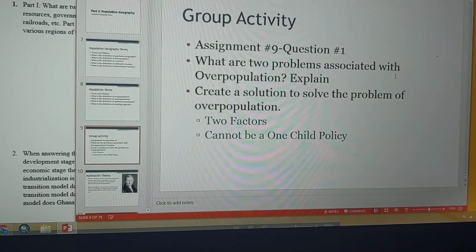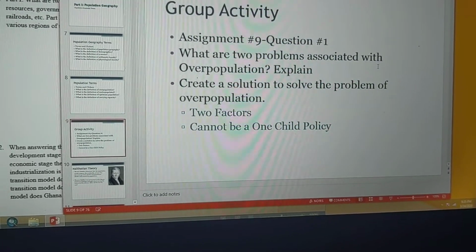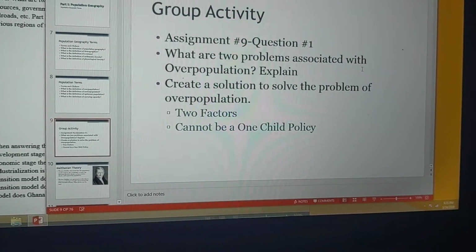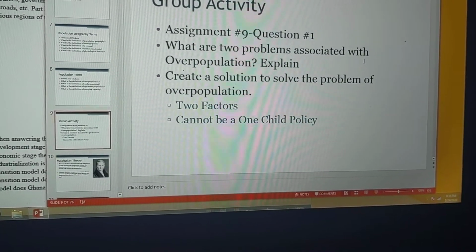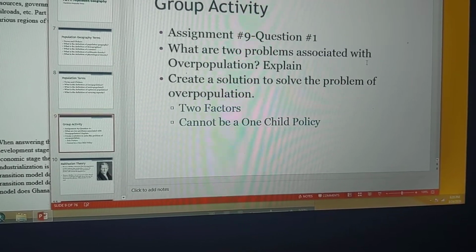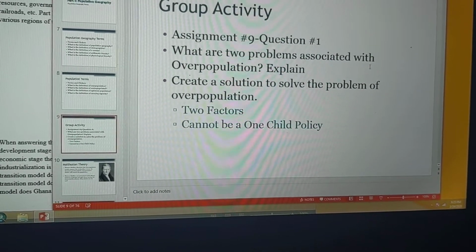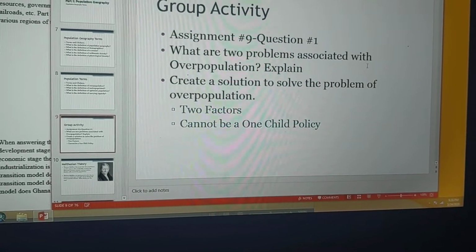Now, you cannot use the one-child policy of China. The reason is that there are now a lot of researchers saying that the long-term consequences are starting to be felt there. So that's why you cannot use that. Think of a realistic solution. If you want to look one up online, that's fine, but make sure, of course, that you cite it.